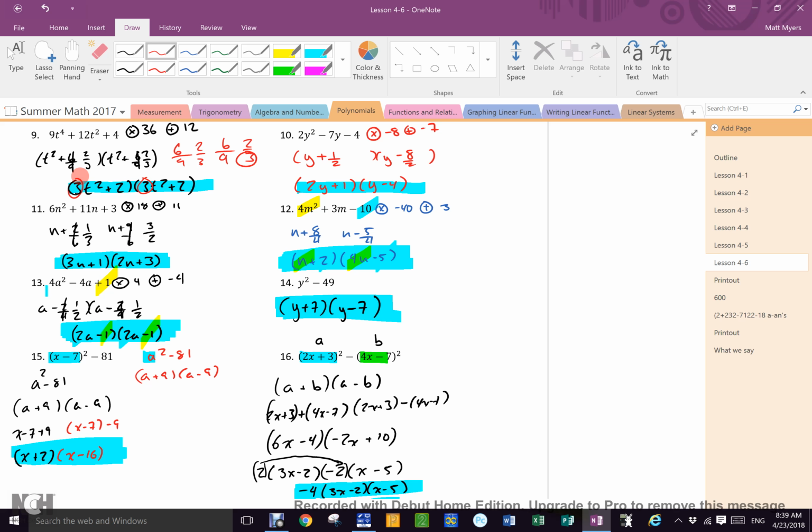You do number 13, so you wrote 2a minus 1 squared. That's fine. It's the same thing. Everybody is good up to number 16, because 16 is not easy.